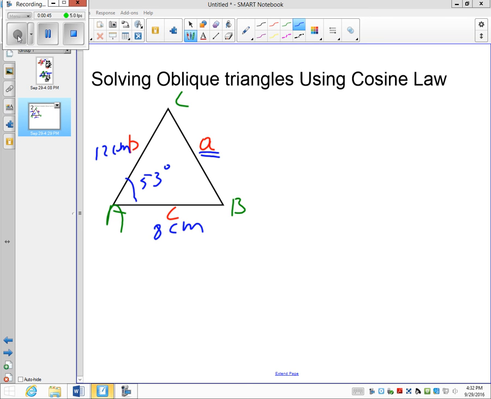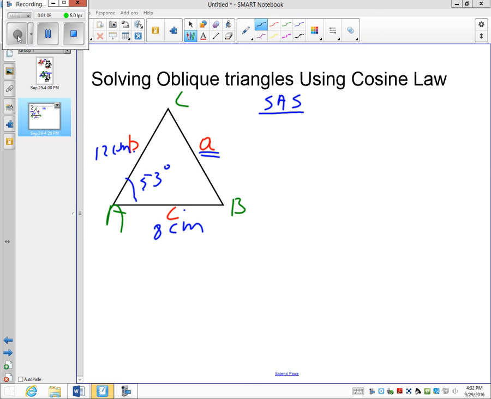So what do we have here? We have a side C, we have angle A, and we have side B. So it's the case side, angle, side, the angle contained between the two sides. So we know for sure that we can use cosine law. All right, let's write the general formula first.